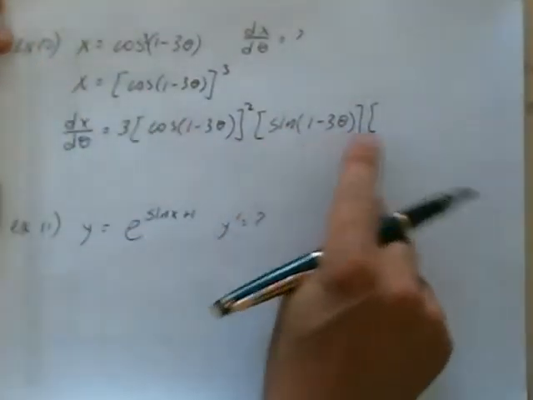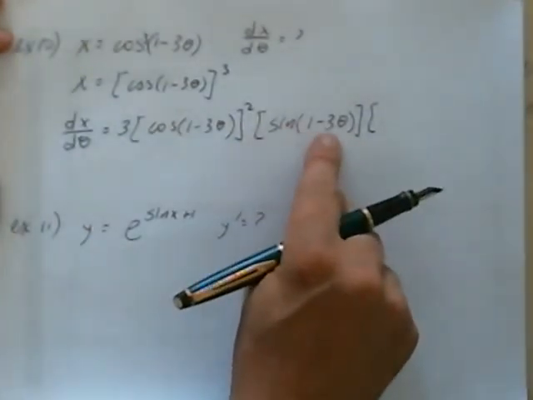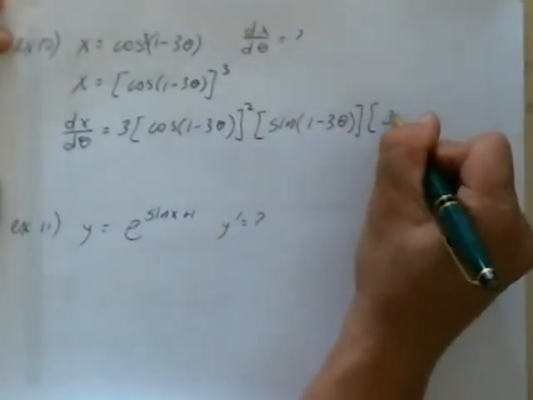So it's got two chain portions. The derivative of a constant is 0. The derivative of minus 3 theta is going to be just minus 3. I'm going to clean that up, really nice and neat.